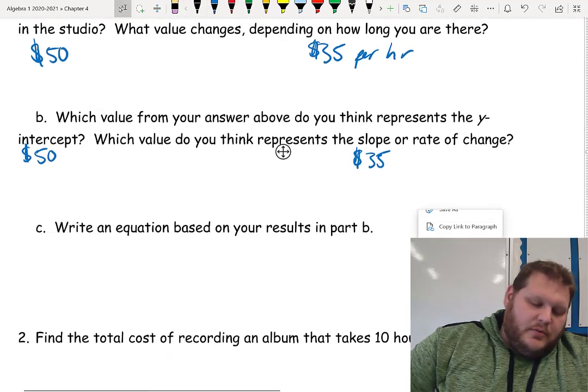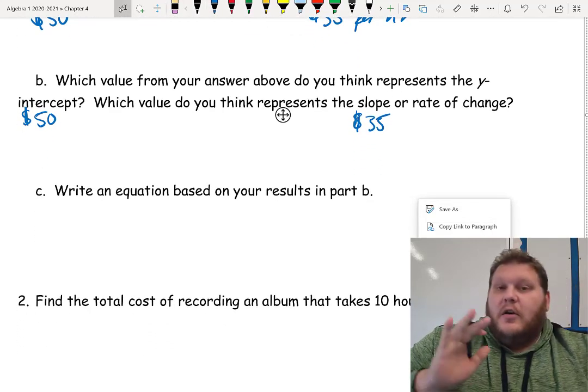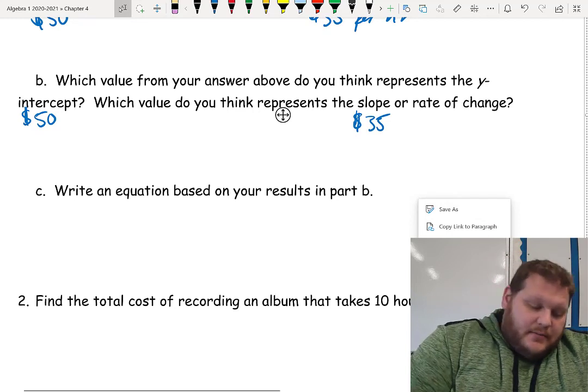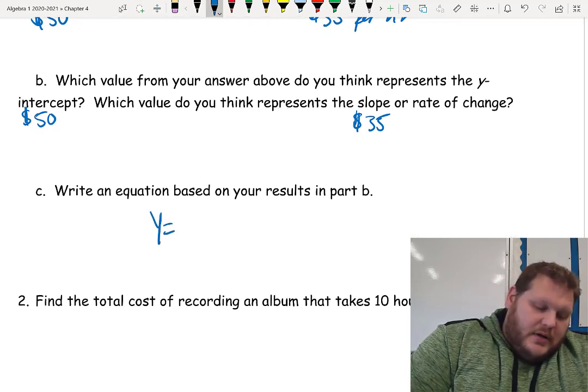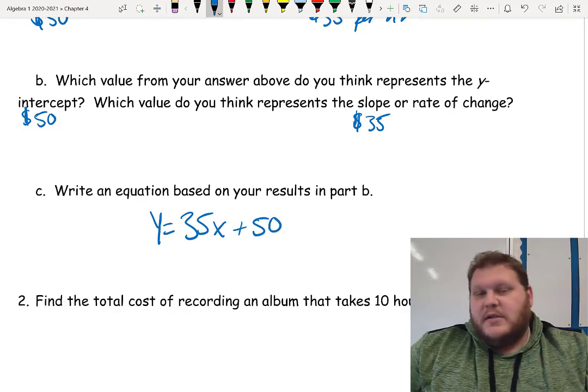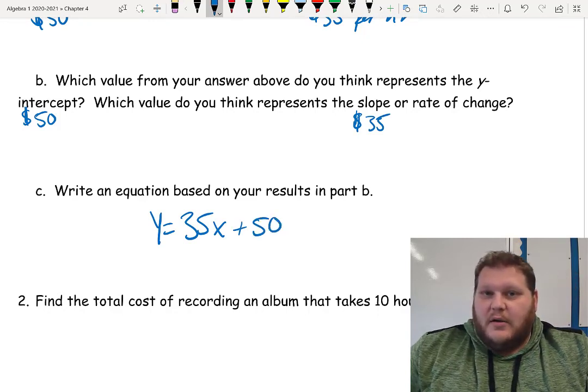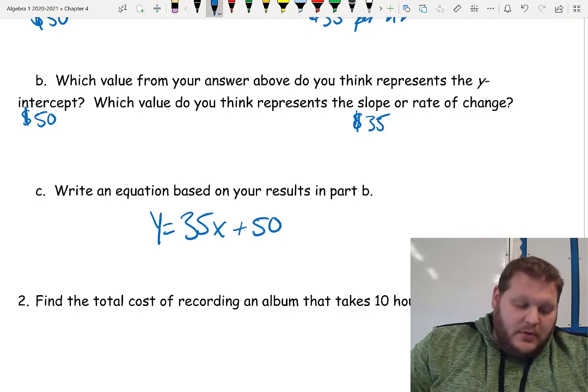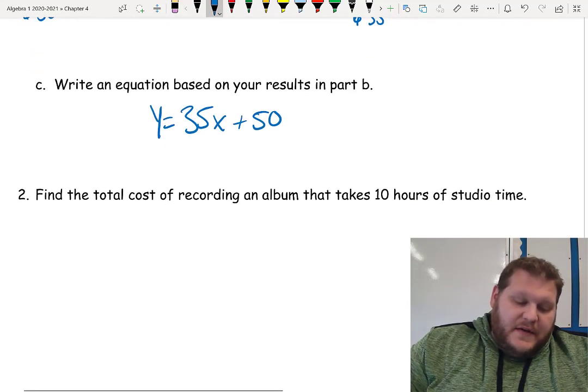So again, we'll jump into our equation. Now that we know $35 per hour is our rate, y equals 35x plus that $50 starting fee, just to get into the studio. So that's our equation: y equals 35x plus 50.